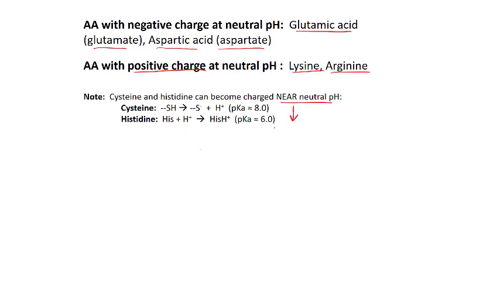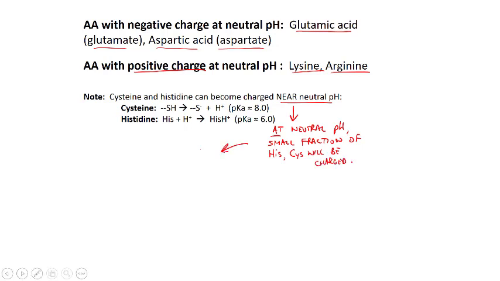Now, why do we worry about these guys becoming charged near neutral pH? What that means is that if you are right at neutral pH, a small fraction of these will be charged. And the reason for that is because of the Henderson-Hasselbalch equation. Remember, these are ionizable groups, so the Henderson-Hasselbalch equation applies to them.